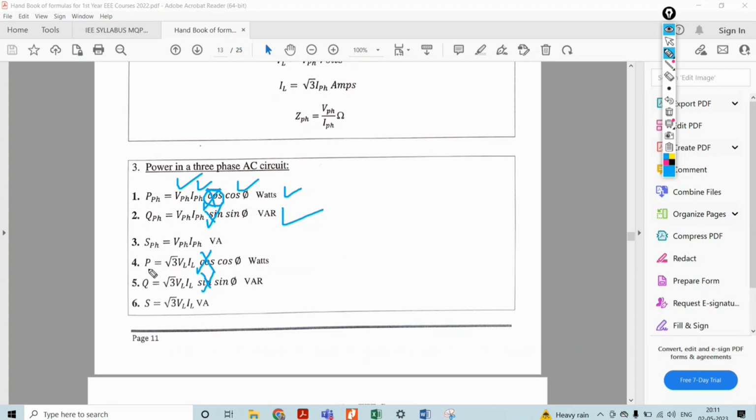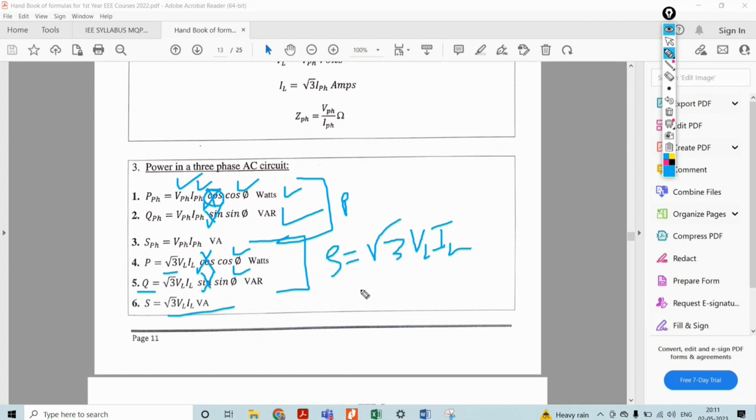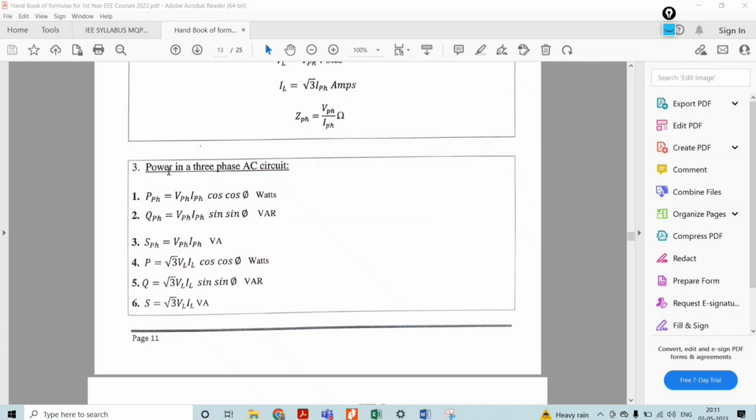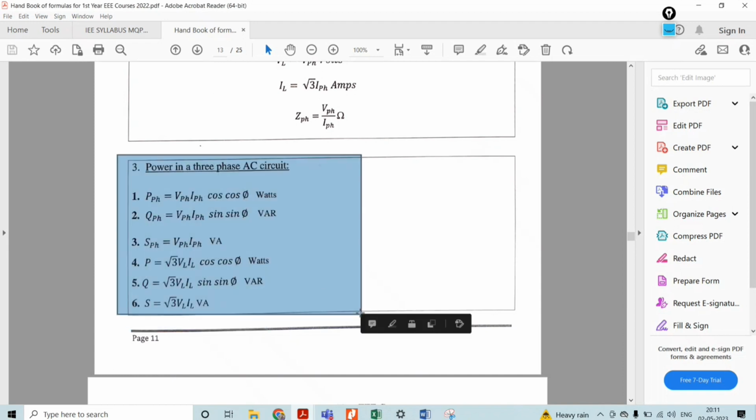These three are with respect to the phase parameters. With respect to the line parameters, P is equal to root 3 VL into IL into cos phi. Then Q is equal to root 3 VL into IL into sin phi. Then S is equal to root 3 VL into IL. Keep this in mind. Don't forget, and don't make it VL into IL. This is wrong. Root 3 VL into IL itself is S, if you are considering line voltage and line current. Remember this, it is very important in order to solve your numericals.